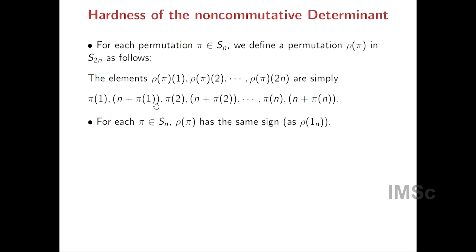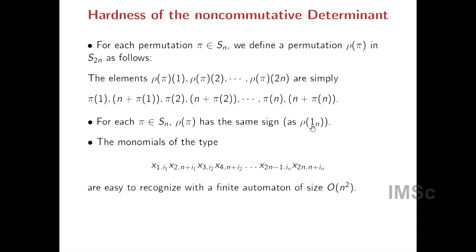Pi 1, n plus pi 1, pi 2, n plus pi 2. So this is the ordering. So pi 1, pi 2, pi n is the permutation in Sn that's given to me, and I expand it out into a permutation on 1 to 2n. And the nice thing about this permutation, rho of pi, is a permutation on 1 to 2n. They all have the same sign, and the sign is that of rho of the identity permutation.